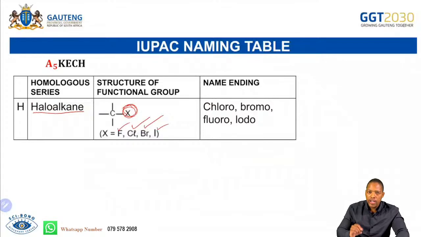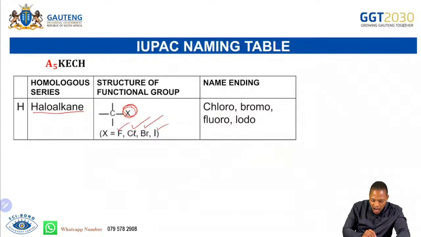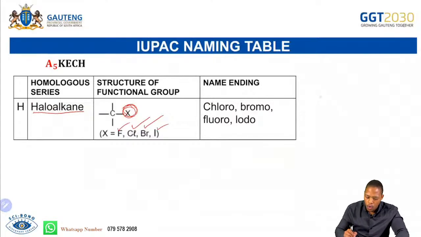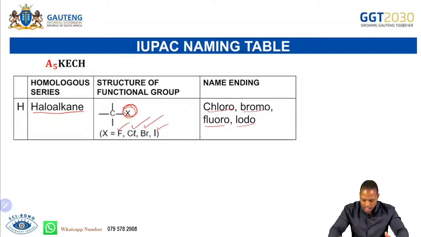But here I have to say this is not necessarily the name ending, because this does not come at the end of the name. Since they are haloalkanes, their ending will be -ane as well. But at the beginning of the name, since we treat these as attachments, for chlorine we have chloro, for bromine we have bromo, for fluorine we have fluoro, and for iodine we have iodo. So that's how we are going to indicate these things.